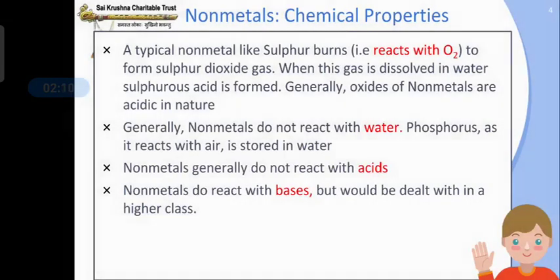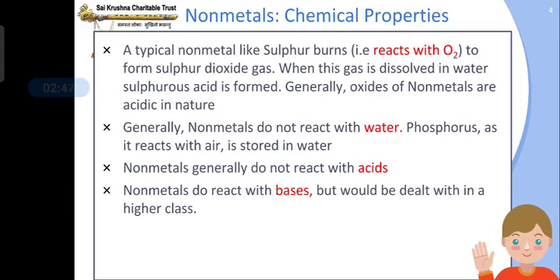So let's look at the chemical properties of non-metals. A typical non-metal like sulfur burns, that is, reacts with oxygen to form sulfur dioxide gas. When this gas is dissolved in water, it forms sulfurous acid. Generally, oxides of non-metals are acidic in nature. You have to remember this, children. Oxides of metals are basic in nature, whereas oxides of non-metals are acidic in nature.